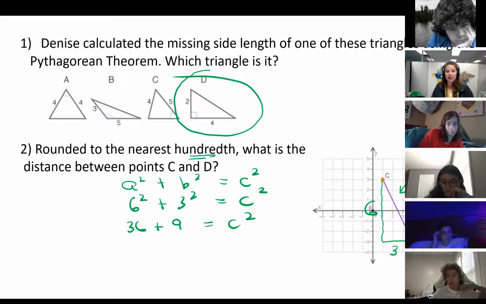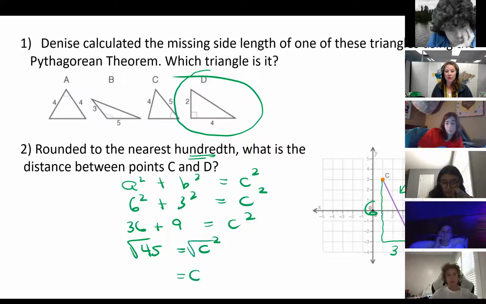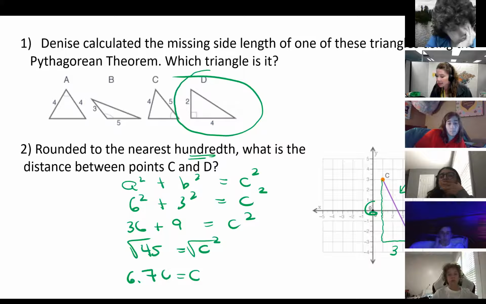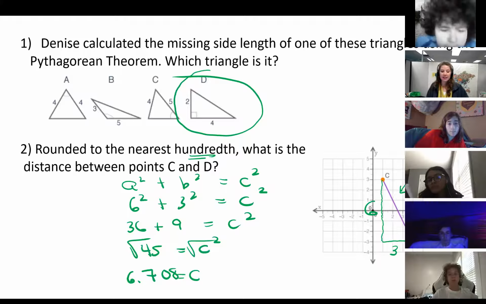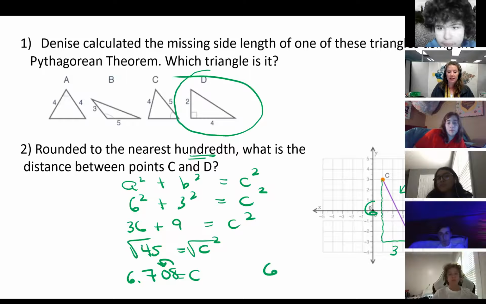It says round to the nearest hundredth, so 45 is not a perfect square. So I'm going to find the square root. Yep, good, Ashlyn. My calculator says 6.708. So what is my final answer, you guys? Final answer. I'm rounding to the nearest hundredth, so you've got to look at the number in the thousandths position, and we get 6.71.